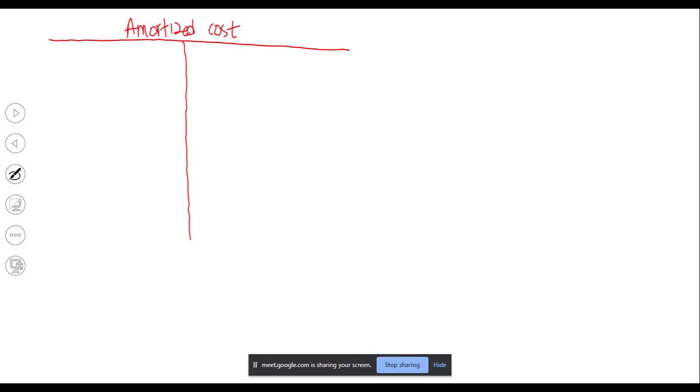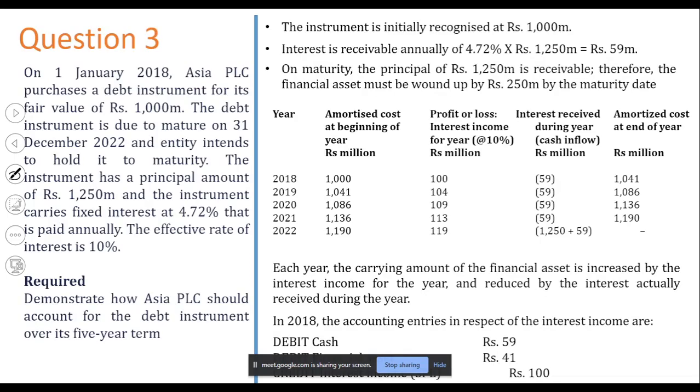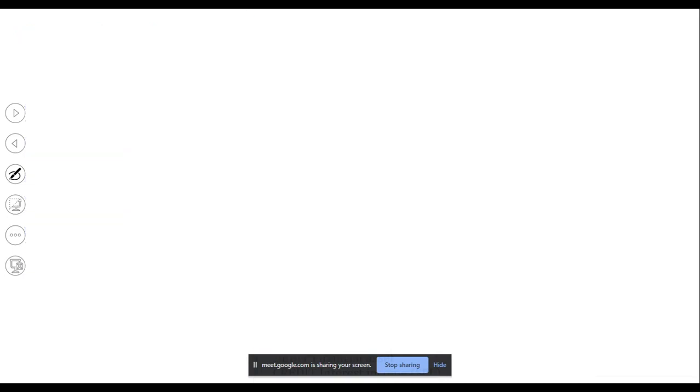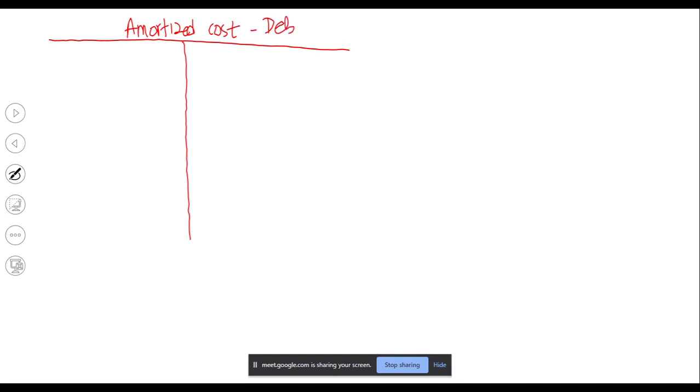Now in our example, we had a debt instrument. So what happened when you initially invest? You spend 1,000 rupees. Your cash book credit and debit here 1,000. That is the first entry.